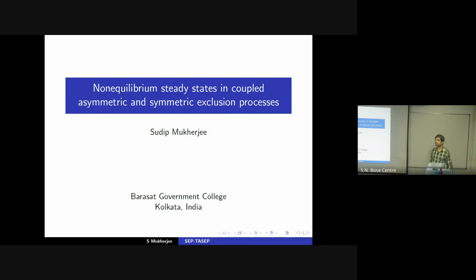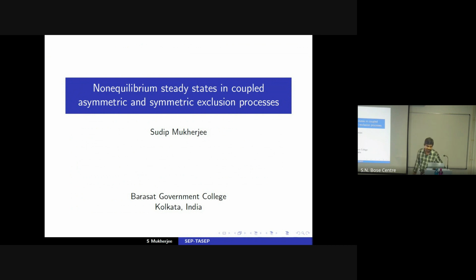Let's get started. It is a pleasure to have Dr. Sudip Mukherjee visiting us here today. Sudip finished his PhD from SINP, where he submitted his thesis in 2019 and to CU, and there was a delay in getting the degree for about 1 year. However, since 2015, Sudip has been teaching at Barasat Government College, and his general area of expertise is non-equilibrium statistical mechanics. And today he wants to talk about coupled exclusion processes.